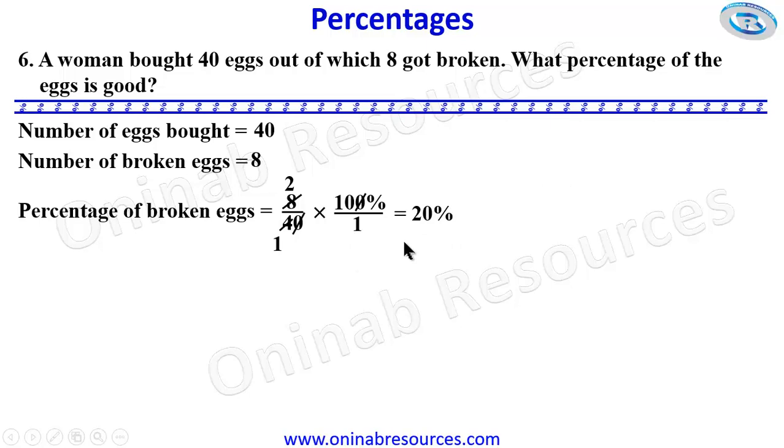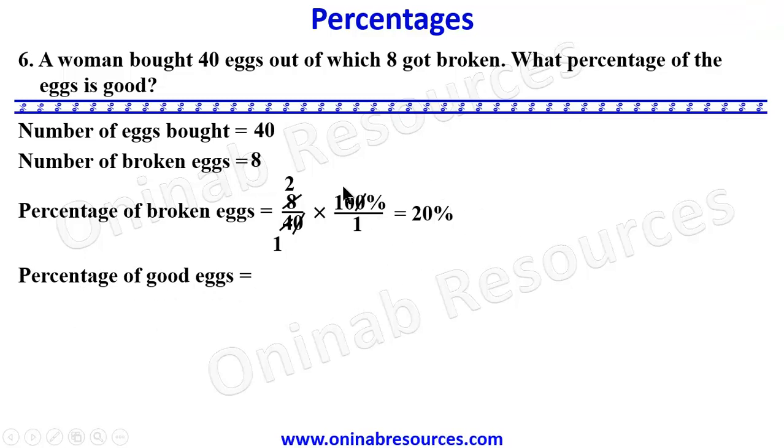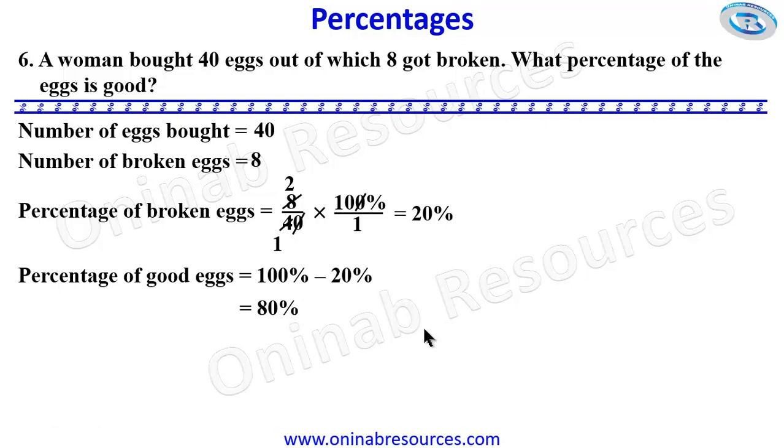So the percentage of good eggs is going to be, since the whole is 100 and 20% is broken, the remaining percent that is good will be 100 minus 20%, which gives 80%. That is to say, 80% of the eggs is good. So that's all for problem 6, and this is the highest we can take in this tutorial.